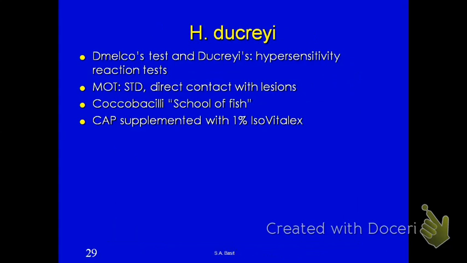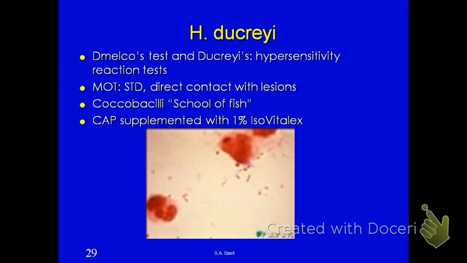The mode of transmission is sexual. Direct contact with lesions would also be a possible route of transmission. School of fish, and this is how they describe it under the microscope. The organism could be cultivated using chocolate agar plates supplemented with 1% isovitalex. Apparently, the school of fish here.